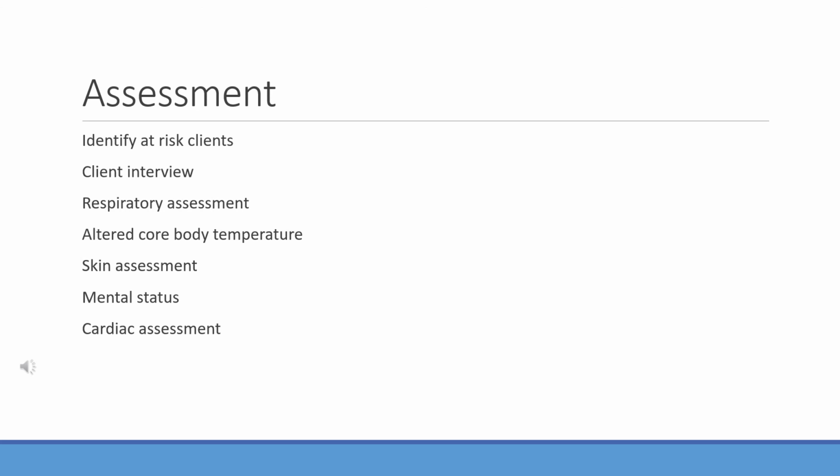Are they diaphoretic? Mental status changes. Do they have changes in their sensorium with decreased mentation? Are they anxious? Do they feel confused? Are they agitated? Are they restless? Anybody who is restless, one of the first things you think of is, are they having an airway problem or oxygenation problem? And then your cardiac assessment. They will have tachycardia, which will cause a decreased cardiac output.